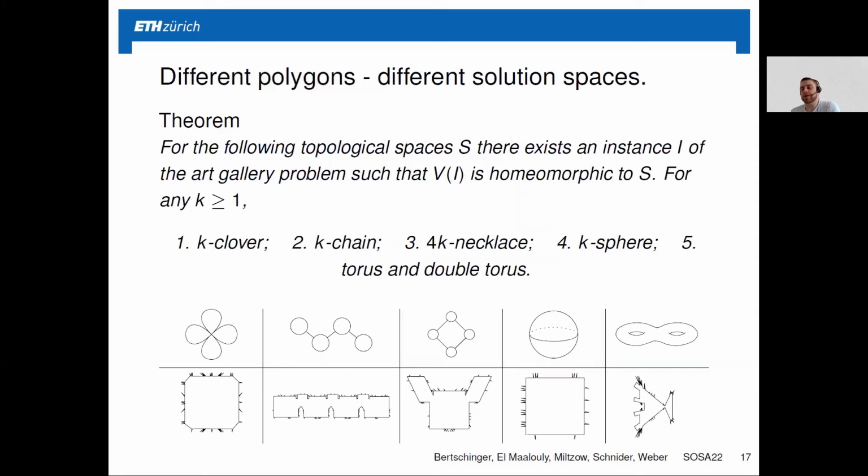Now, not only can we get solution spaces homeomorphic to the circle, but we can reach different topological spaces, for example, clovers, chains, necklaces, but also spheres in any dimension, and also the torus and the double torus. And in the remainder of this presentation, we will go into detail about how we reach spheres and how we reach a torus.